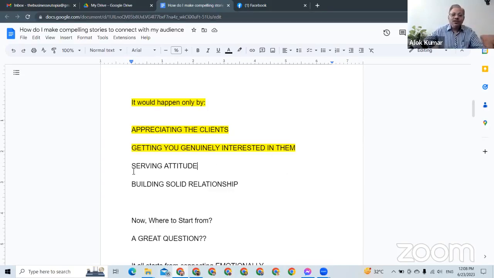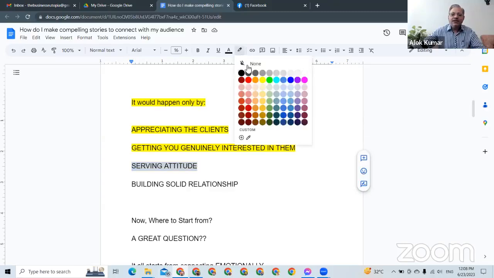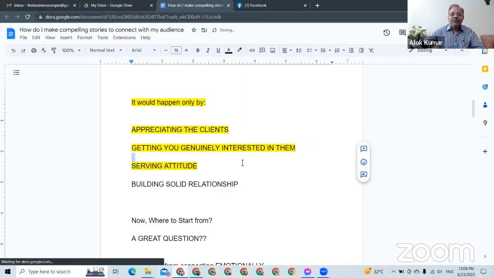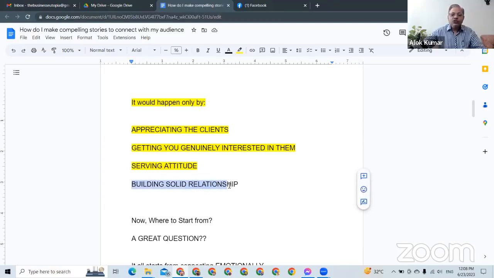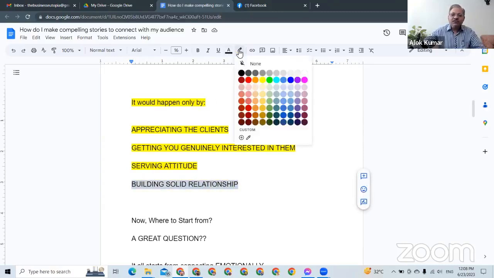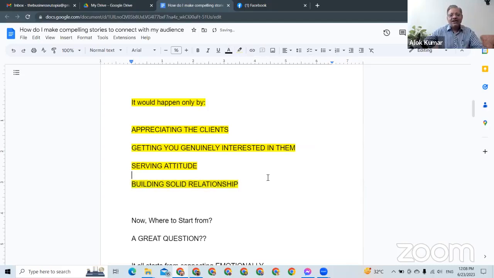The third point is serving attitude. Go with a serving attitude. Don't just try to pitch and sell. Never. It won't work at any point of time, right? And if you do all this, what are you actually doing? You are building a solid foundation for a strong relationship. So build a strong relationship without any expectation in mind that, okay, they'll be buying in future. Even if they buy or not, leave it for the time being. Don't even worry. Don't even think. Just go with the attitude that I'm really going to help this person, right?